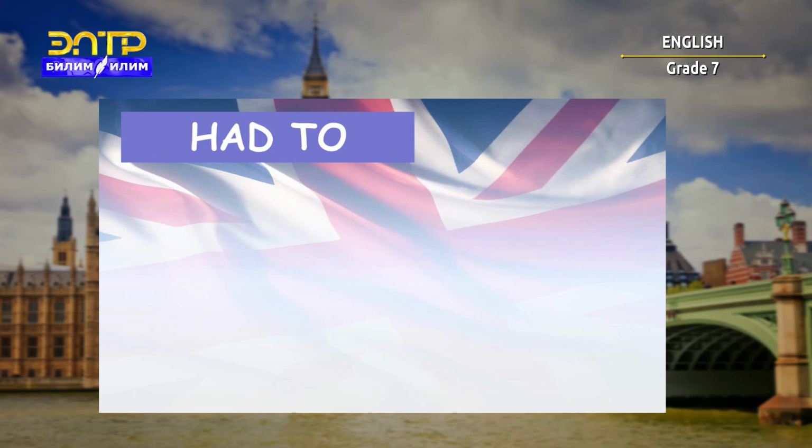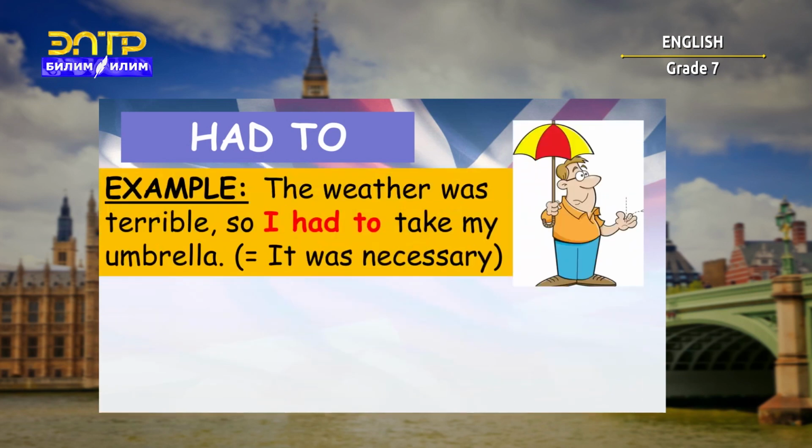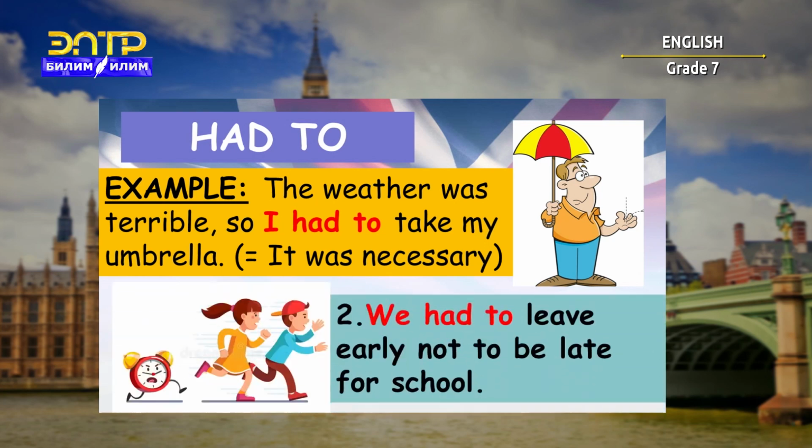And now let's talk about the modal verbs had to and didn't have to. So first, we use had to if something was necessary or very important in the past. For example, the weather was terrible, so I had to take my umbrella. I had to take my umbrella because it was necessary. And let's read the second example. We had to leave early not to be late for school.